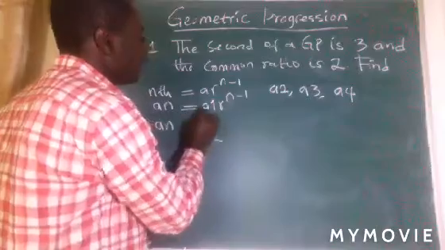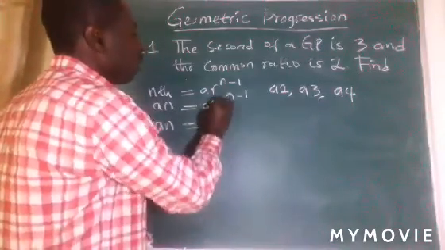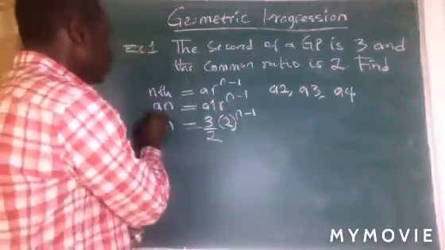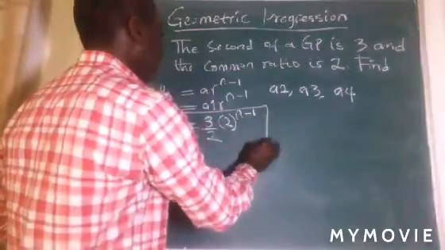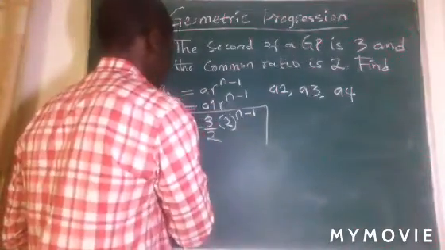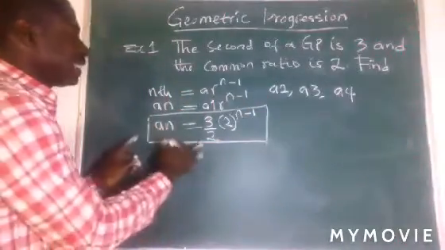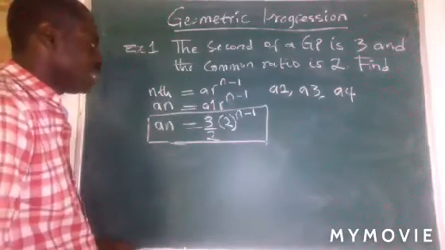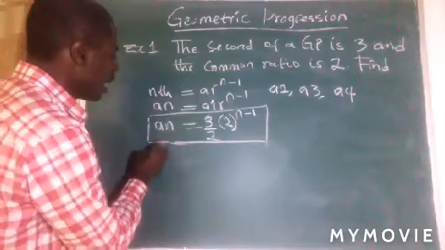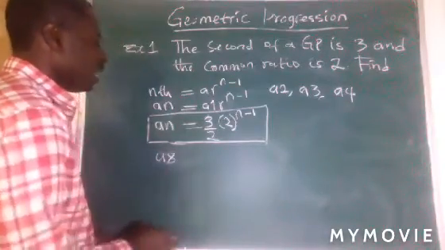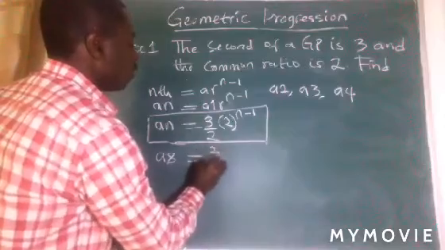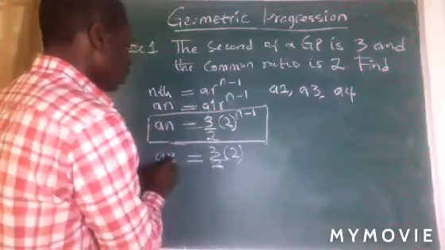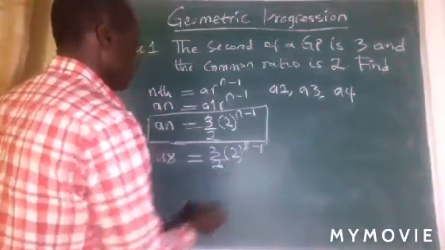3 over 2, which is the first term, multiplied by the common ratio 2, raised to the power of n minus 1. So this is the nth term formula. With this nth term formula, we can now find any of the terms in the sequence. So let's find the 8th term now. The 8th term will be a8, which is 3 over 2 multiplied by 2 raised to the power of 8 minus 1.